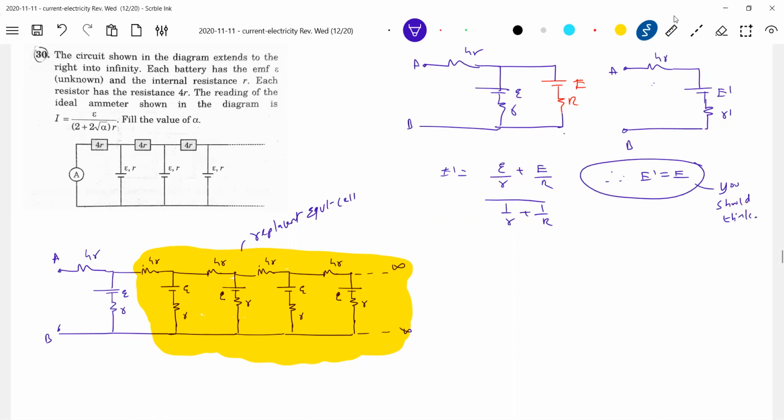Now, from thinking, what do you get? As it is an infinite ladder, this is where students will have trouble. Okay, now put it. This will be E equal to... So E by R cancels. Therefore, what do we get? E equal to this much. So what we have replaced, finally, shall I say this is also equal to EAB?